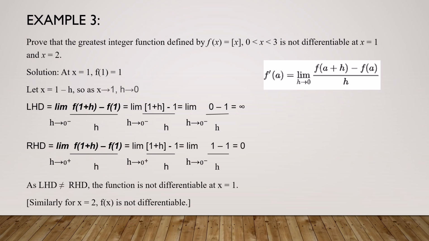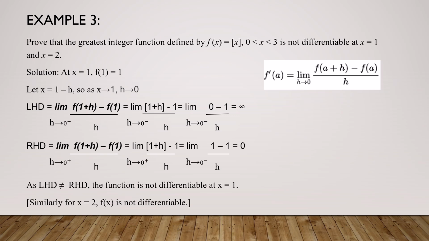Next example. Prove that the greatest integer function defined by f(x) = [x], where x is between 0 and 3, is not differentiable at x equal to 1 and x equal to 2. First of all, let us check at x equal to 1. The function is defined? Yes, because f(1) is 1. So the function is defined at x equal to 1.